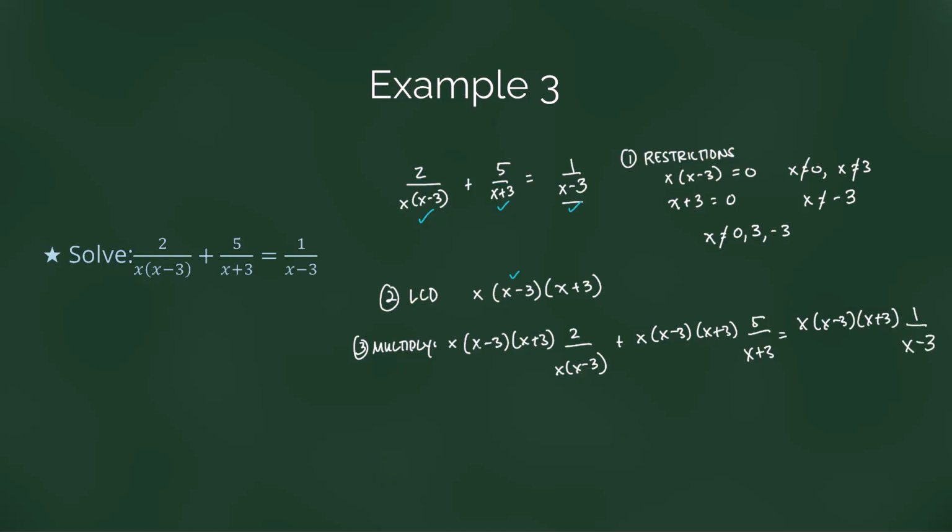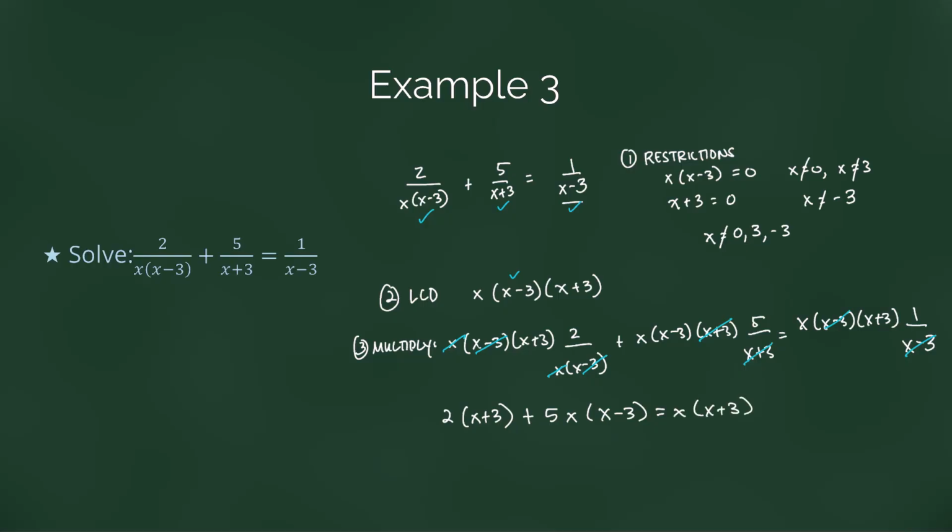And now we'll look at our cancellation. So in the first term, the x's cancel and the x minus 3's cancel. And we're left with 2 times x plus 3. In our next term, the x plus 3's cancel, and we're left with 5 times x minus 3. In our last term on the right-hand side, the x minus 3's cancel, and we're left with x times x plus 3.